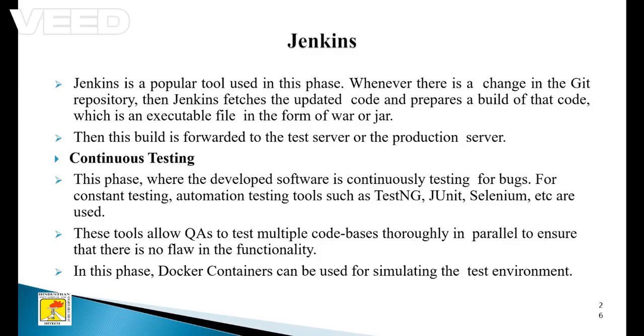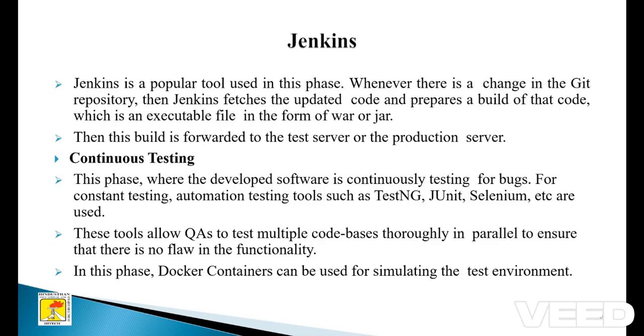Then Jenkins fetches the updated code and prepares a build of that code, which is an executable file in the form of a war or a jar. Jenkins is a leading open source automation server. It automates the build, test, and development and deployment of the software. It also enables the developers to implement the continuous integration and continuous delivery pipelines effortlessly.